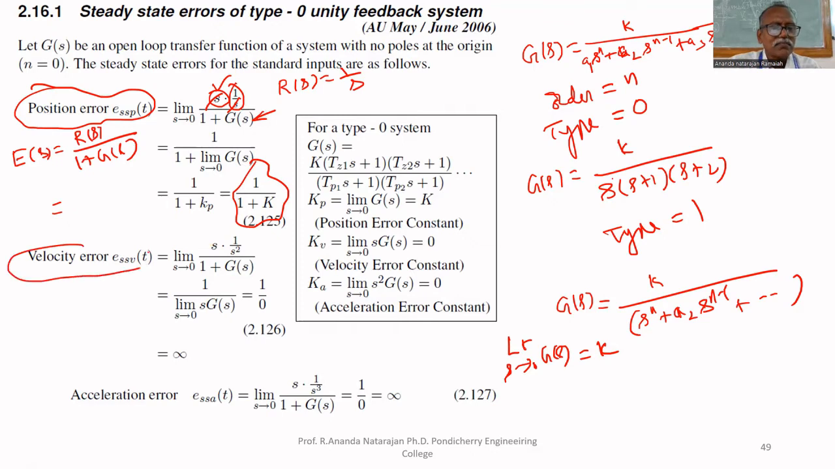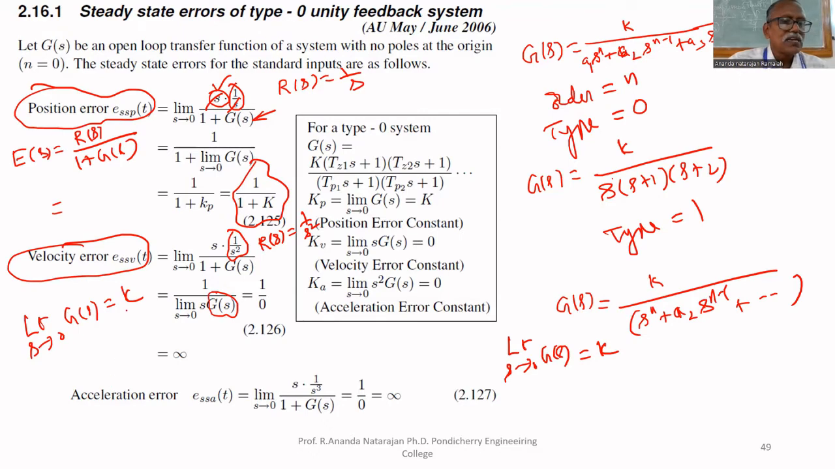What is the velocity error? Velocity error means r of s equal to 1 upon s square. Instead of r of s, if you substitute 1 upon s square, you will get 1 by s here. That's why 1 upon limit s tends to 0, s multiplied by g of s. Limit s tends to 0, g of s equal to what? K you will get.